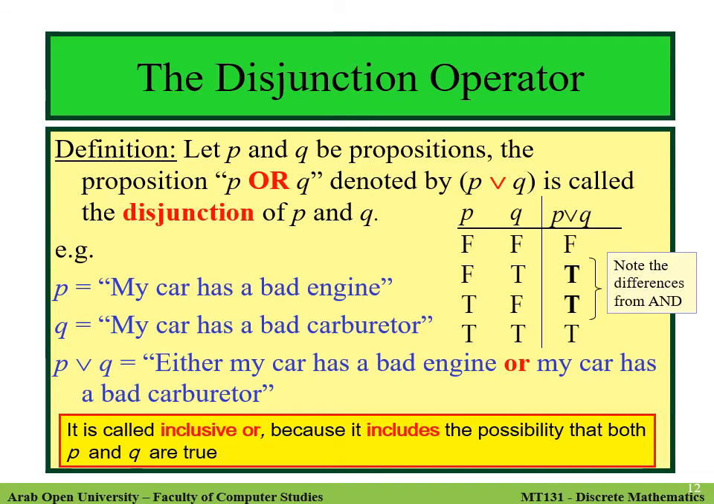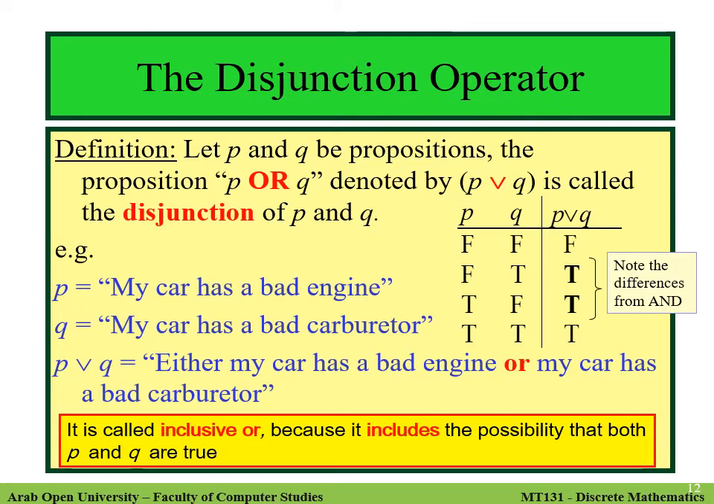Of course, the statement will still be accurate if you don't use either, if you just say my car has a bad engine or my car has a bad carburetor. This is still correct, but in English normally if there's a choice we use the word either. But here is the disjunction.